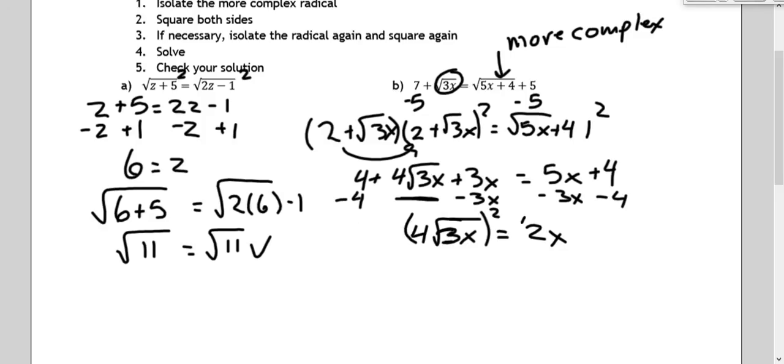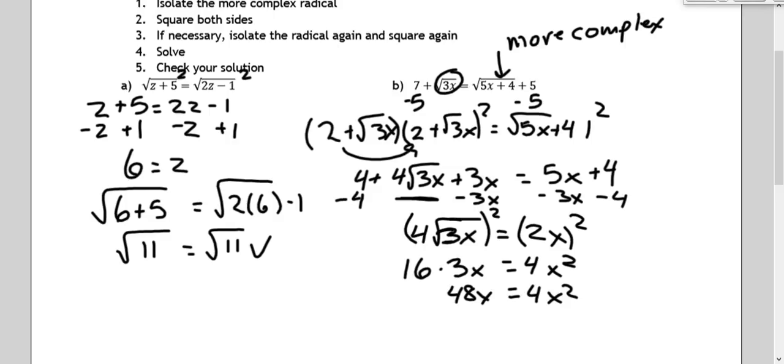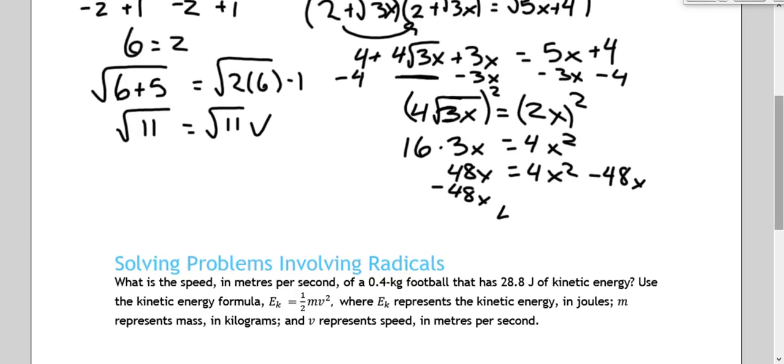So you square both sides. That gives me 16 times 3x is equal to 4x squared. This is 48x is equal to 4x squared. I'm going to subtract this over. And this leaves me, and I'm going to factor, and this gives me 4x on the outside, so x minus 12. So x equals 0, or x equals 12.